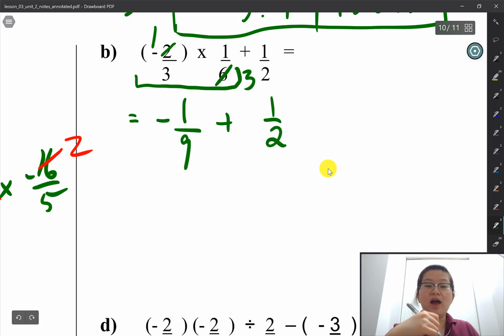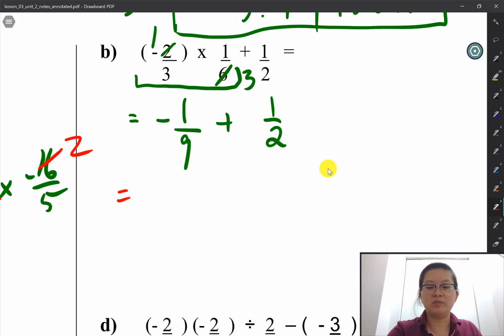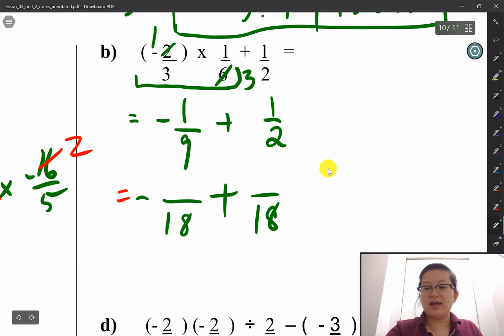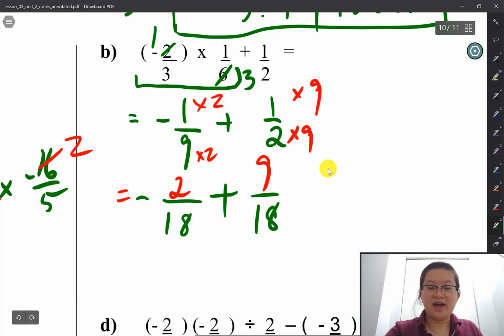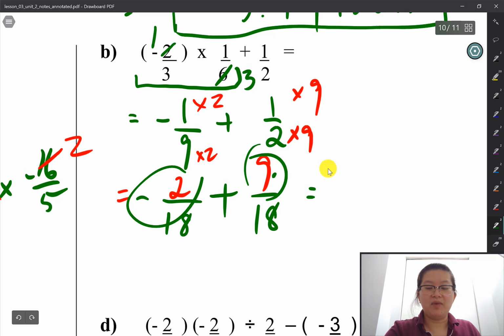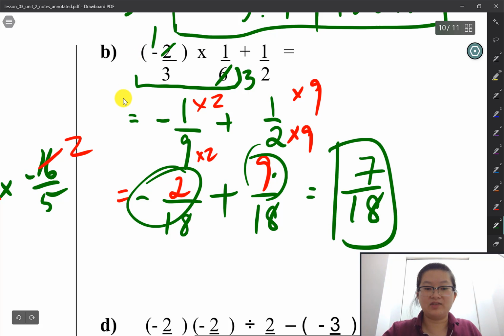Now we're adding and subtracting fractions. We need to make sure both of them have the same denominator. It seems like I just have to multiply the 2 to find my lowest common multiple, which is going to be 18 for both. I have negative 18 here and positive 18 here. To get the 18, I need to take 9 times 2, which I will also do for the top. For the 2, I need to multiply by the 9, which again I will do for the top. If I add these two together, I have 9, which is my positive number, minus 2, which is going to give me 7 over 18. And that is my final answer.